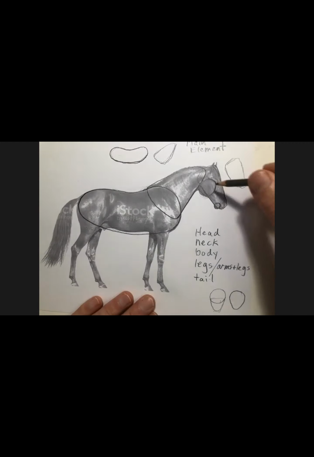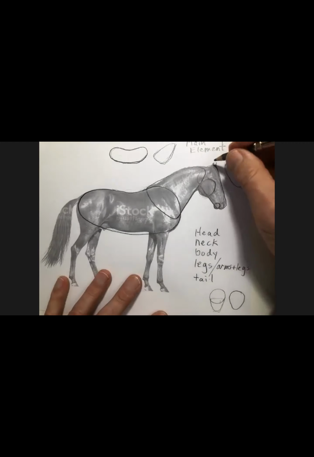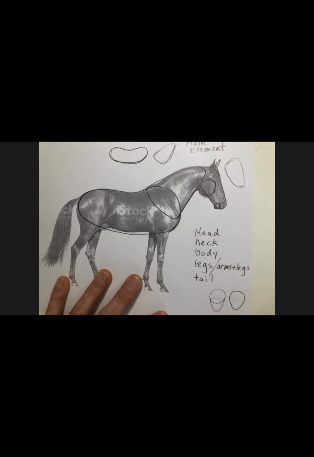So again, you sort of decide. And then of course, the ears are, again, just triangles, aren't they?